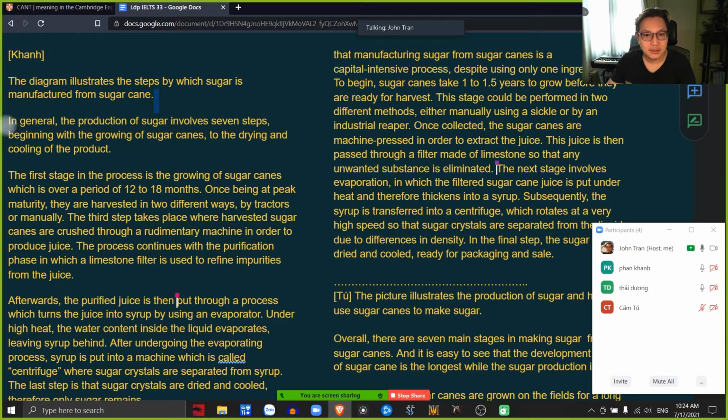Okay, good. In general, the production of sugar involves 7 steps. You mentioned the steps again. It's a repetition of this one, no? Let's just say, okay, but you can of course repeat the word steps, no problem, I think, as long as you don't repeat it so many times.